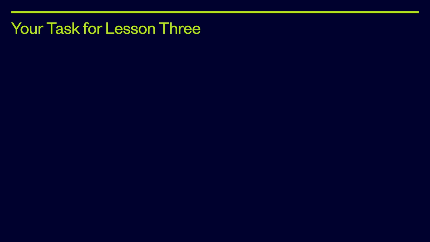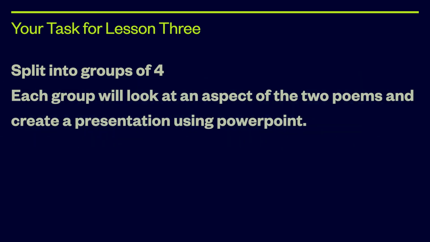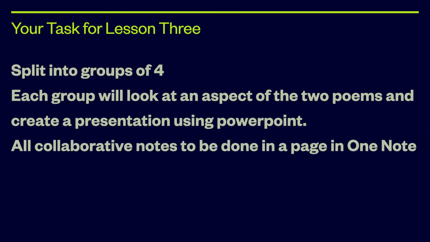Lesson 3 is going to be just one big task, okay? You're going to be in groups of 4. Now obviously you're not going to be doing group work per se, but if you just put 2 pairs together, okay? Each group will look at an aspect of the 2 poems together compared and create a presentation using PowerPoint. You don't need to sit facing each other to do this, and you shouldn't be doing that anyway, but collaborative notes can all be done in a page in OneNote, and there'll just be a page per group.